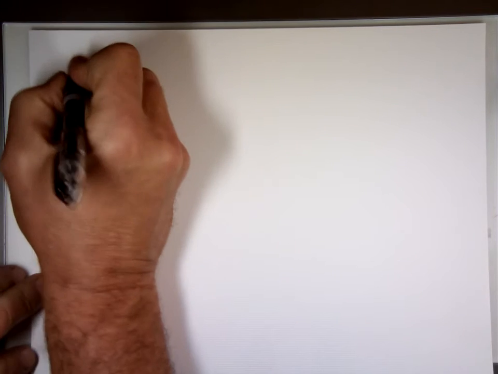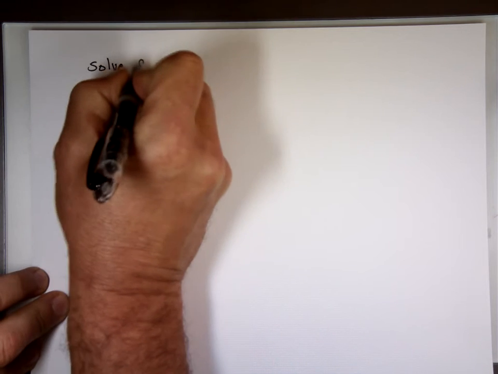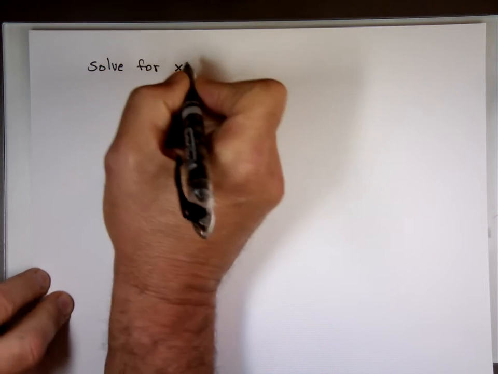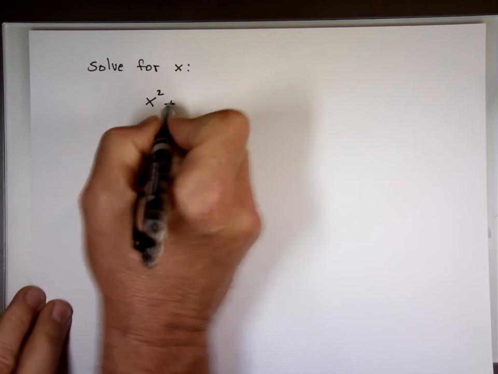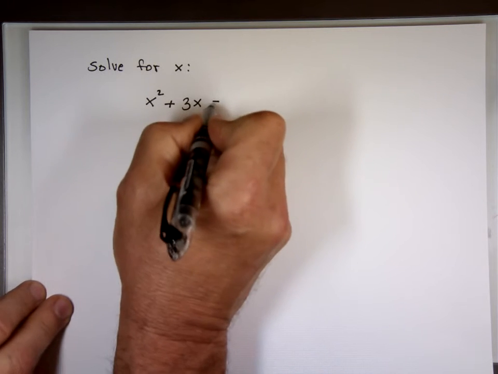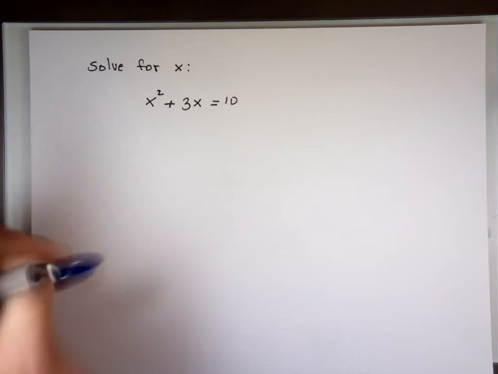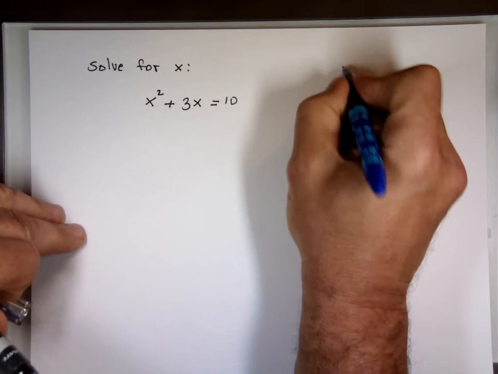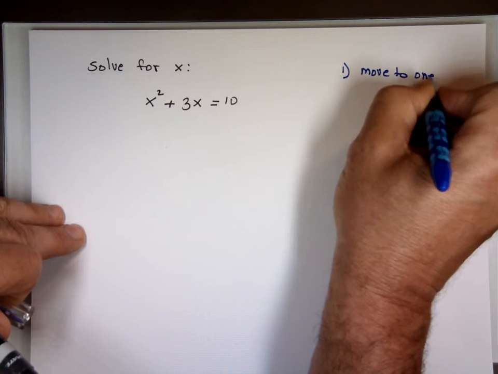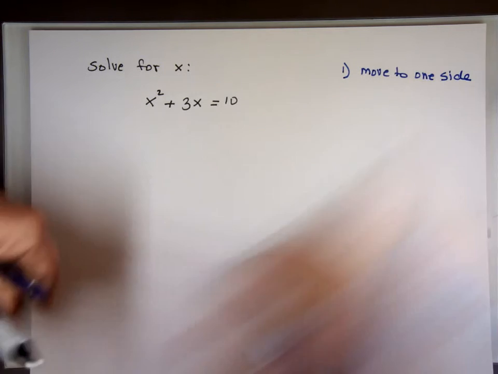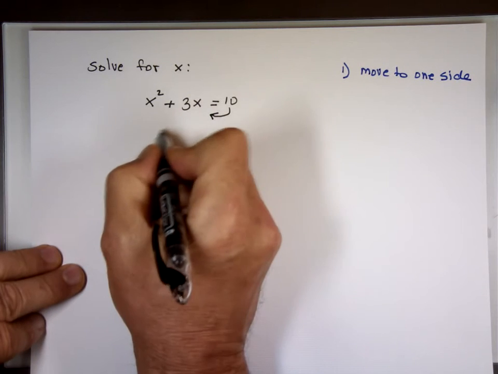So here we go. Solve for x. Usually for this method I have 3 steps or 4 steps. Move to one side. So move everything to one side. So if I take the 10, move it to this side, it becomes a negative 10.